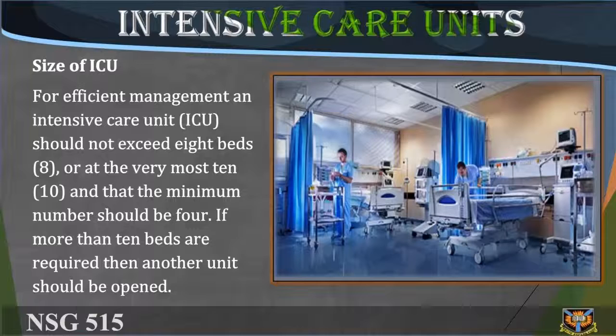Size of ICU. For efficient management, an intensive care unit should not exceed 8 beds or at the very most 10, and the minimum number should be 4. If more than 10 beds are required, then another unit should be opened.